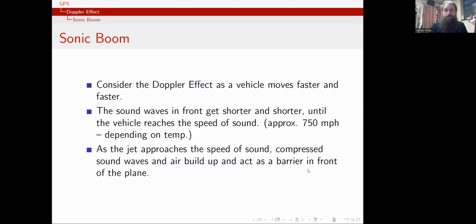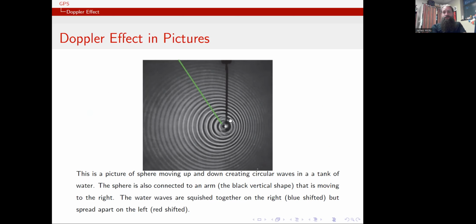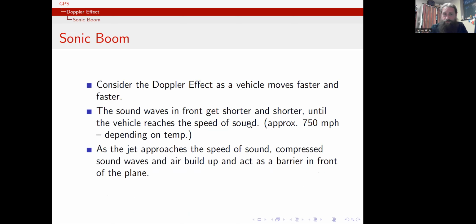Now, if you take that to the extreme case, where this thing moving to the right can move exactly as fast as the waves are moving. So here the waves can still get out of this bar's way. But if the bar can move as fast as the waves, in that case, you'd actually have this water wave building up just all on top of each other, and you'd get a higher density region of water in front.